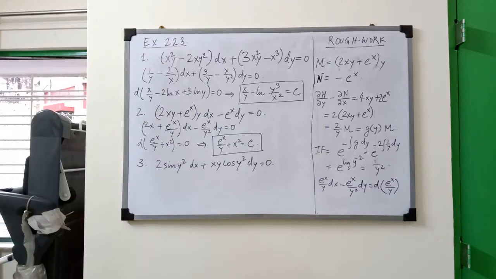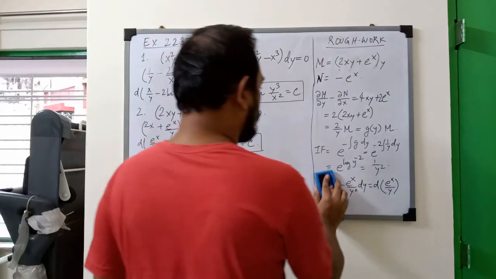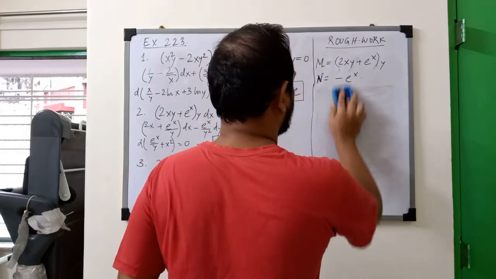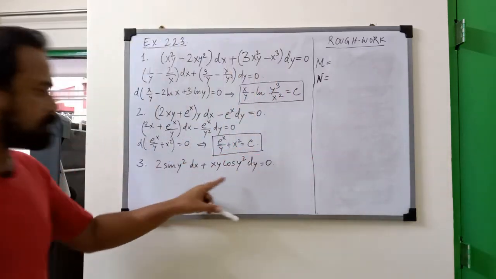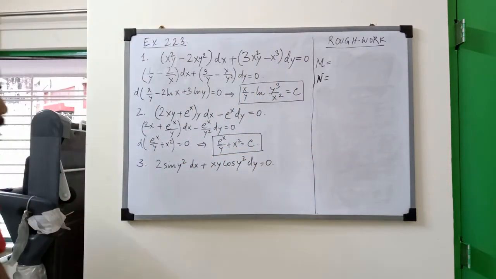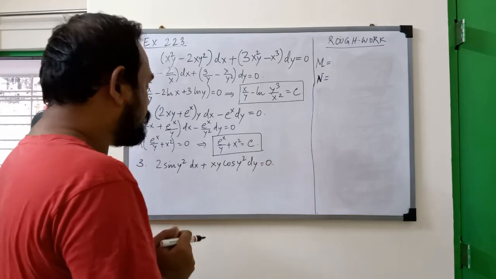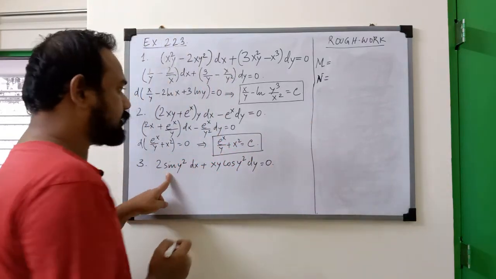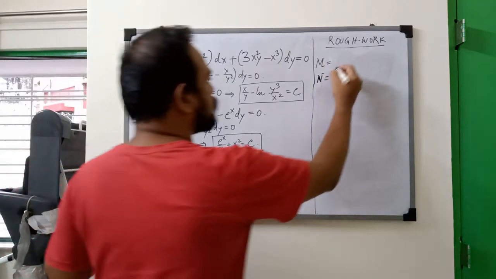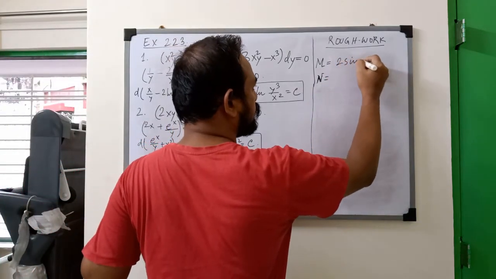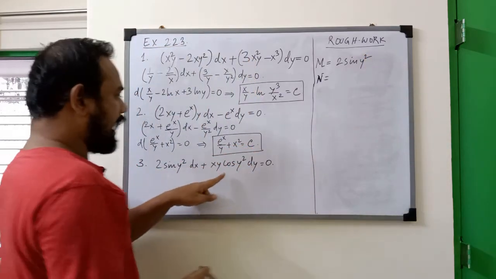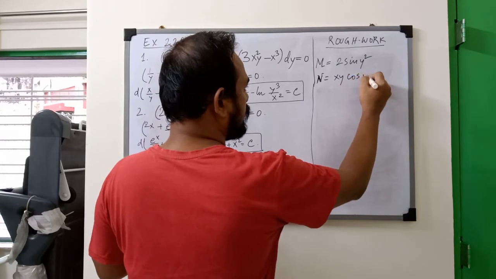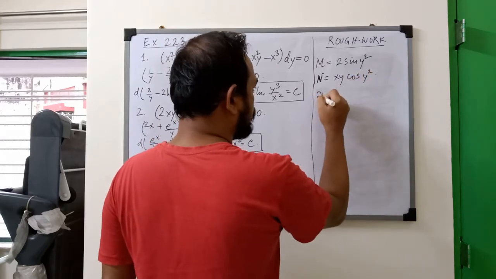Okay, let's do the last one. For this, again, there's no question of homogeneity, but we will look at the same quantity here. So M for this particular problem is 2 sine y squared, and N is xy cosine y squared. Now we'll look at the same quantity first.